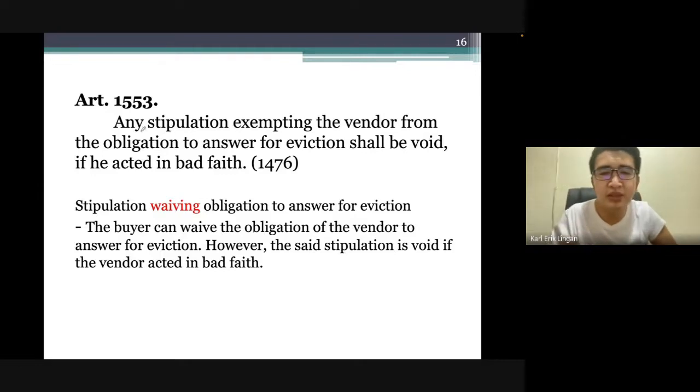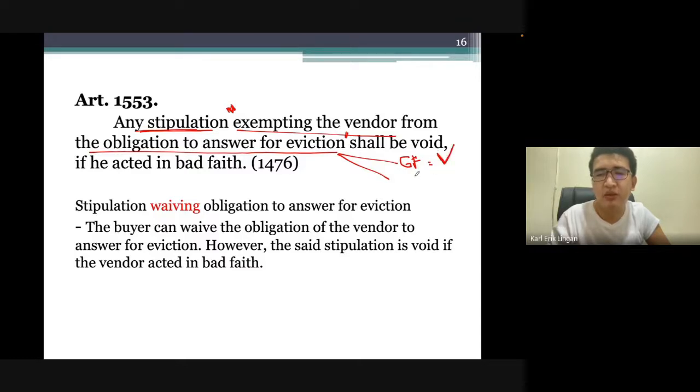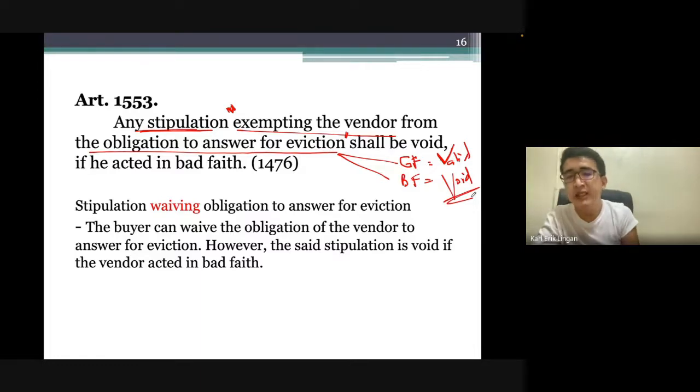If there is a stipulation exempting the vendor from the obligation to answer in case of eviction, okay? Read the article slowly. If this is all that is written, two things can happen. Here, what it shows is only one. If the vendor is in good faith, then this stipulation is valid. But if he is in bad faith, the stipulation is void. Read that again. Any stipulation exempting the vendor from the obligation to answer for eviction shall be void if he acted in bad faith.